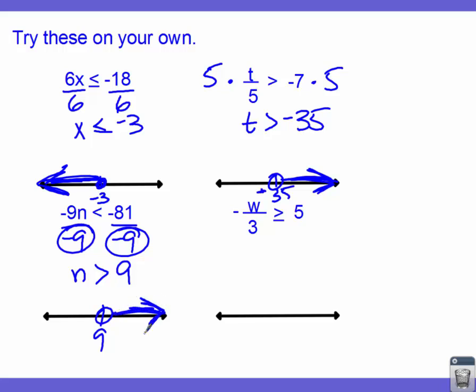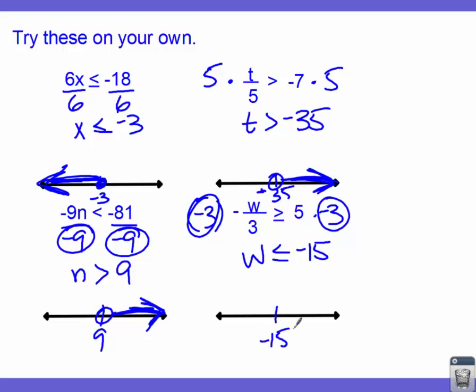Now this one's got a negative on the outside like that. Well, that negative means the whole thing is negative. So we have a divide by 3, so we're going to do a multiply by -3. So I'm going to multiply this side by -3 as well. That negative then makes this positive. This negative here makes that inequality flip. And we end up with w is less than or equal to -15. So -15, less than or equal to is a closed circle, shade to the left.